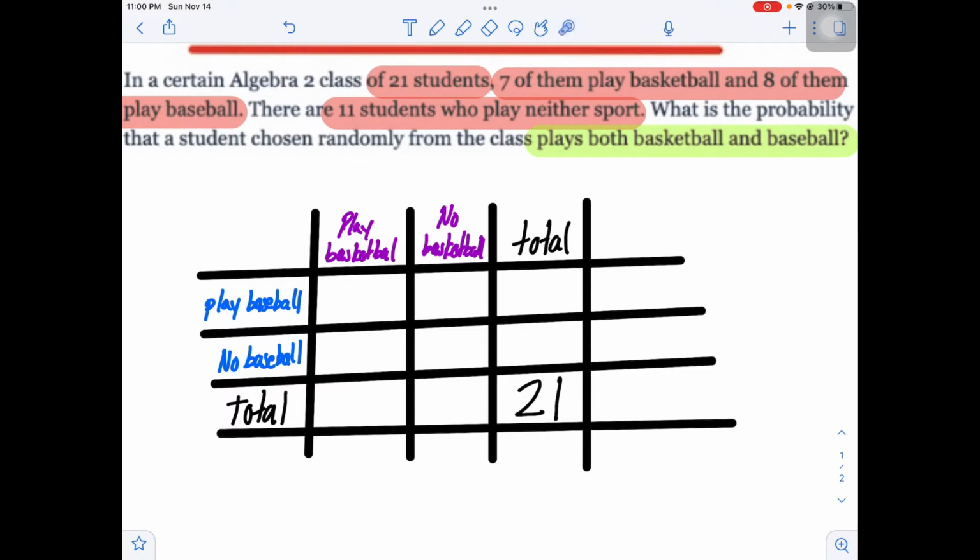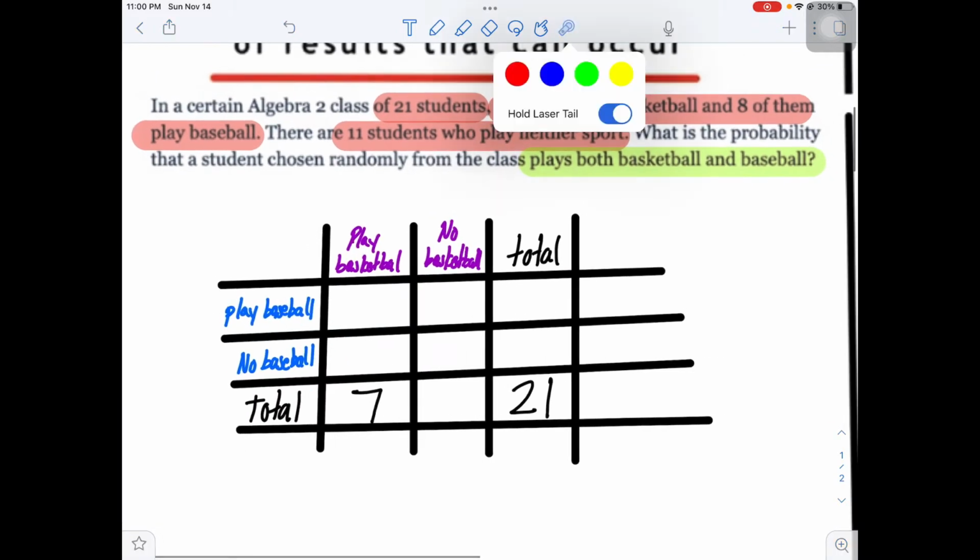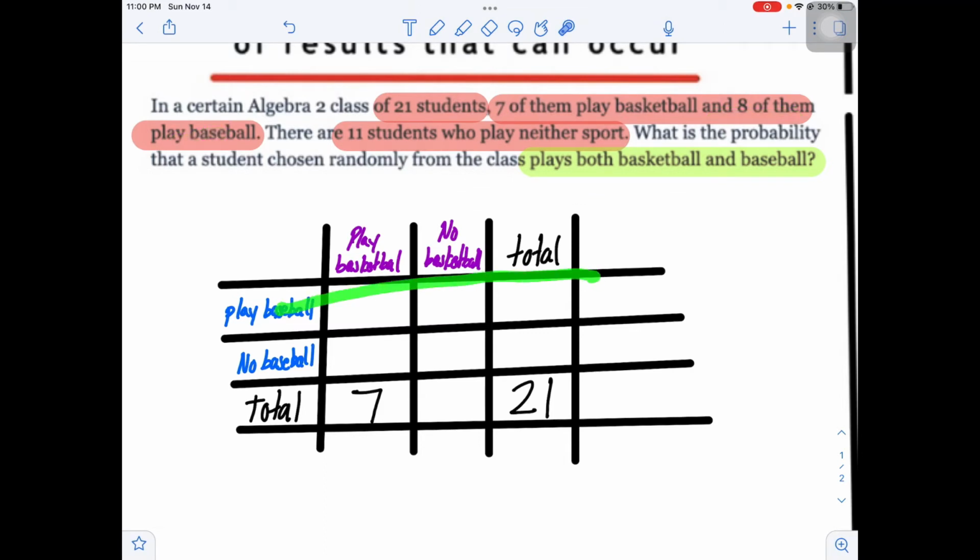Okay? 7 of them play basketball. So play basketball. So 7 total play basketball. It says 7 play basketball. And 8 of them play baseball. So play baseball, 8 of them, so the total goes here, play baseball. I can make a better 8 than that, right?